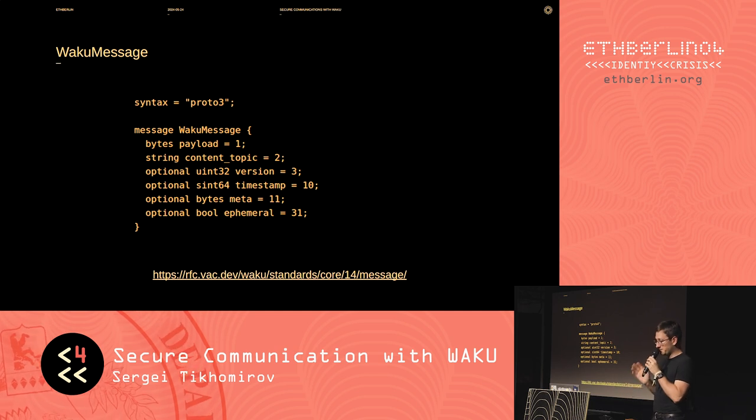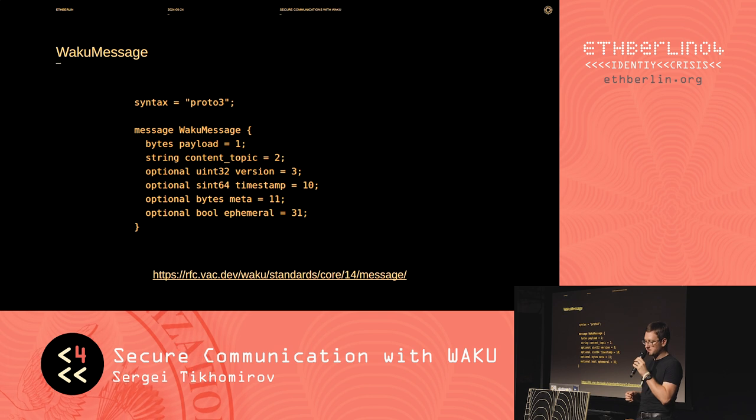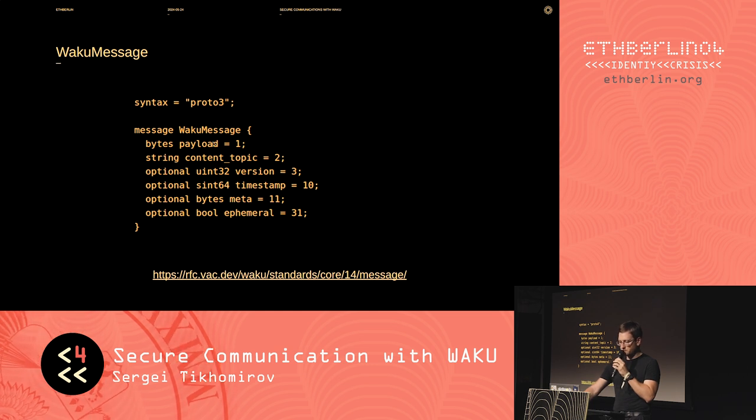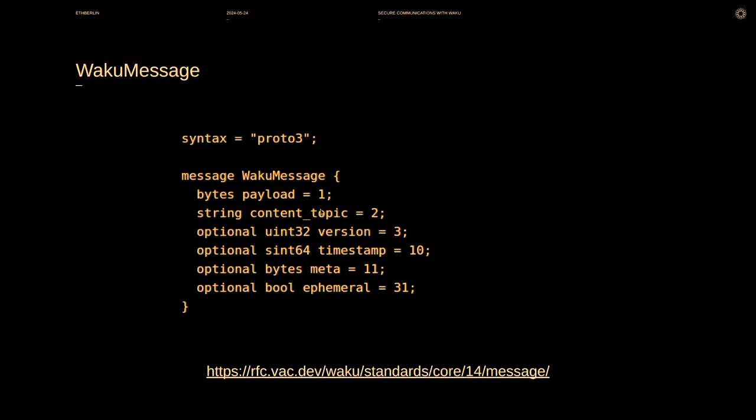Just as an example, here is a screenshot from one of the core specifications, which specifies the Waku message data format, just to show you what is inside. If you're going to be using Waku, perhaps you would be creating such messages and wrapping some of the application-specific data into these messages. We just have the payload, which is of type bytes, basically whatever you want to put there. Any encryption or any encoding is up to the application, up to you to decide. We have a content topic that specifies which nodes will receive this message, the version of the protocol, and a timestamp.